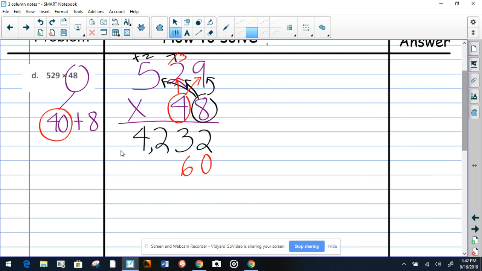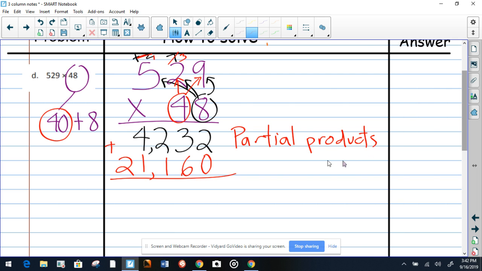4 times 2 equals 8. Plus 3 equals 11, you carry 1 over, right? Over the hundreds. 4 times 5 equals 20, plus 1 equals 21. You add each partial. Each of these answers are called the partial products. This one is a partial product, and this one is a partial product.